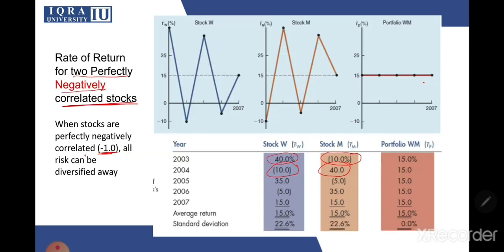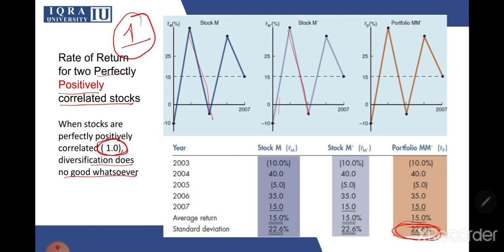So the key takeaway from here is that you calculate return as a weighted average. The portfolio return is a weighted average of each individual stock. Standard deviation, the portfolio's risk, is not similarly calculated. It cannot be the weighted average of each individual stock because of correlation, because of how the two stocks relate to each other.